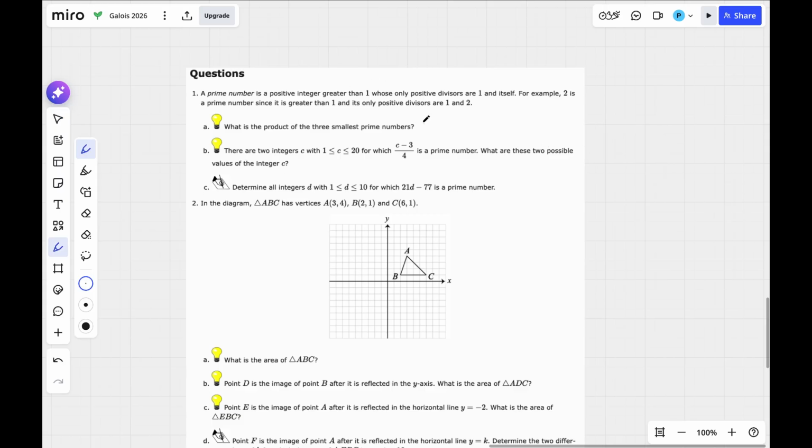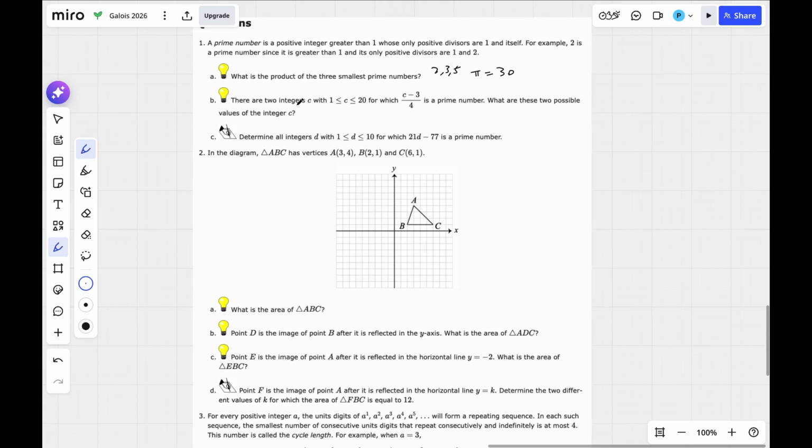So this is fairly straightforward. The sieve method, or you can just know the prime numbers. There are 2, 3, and 5, so their product is equal to 30. And this fancy pi sign is just product.